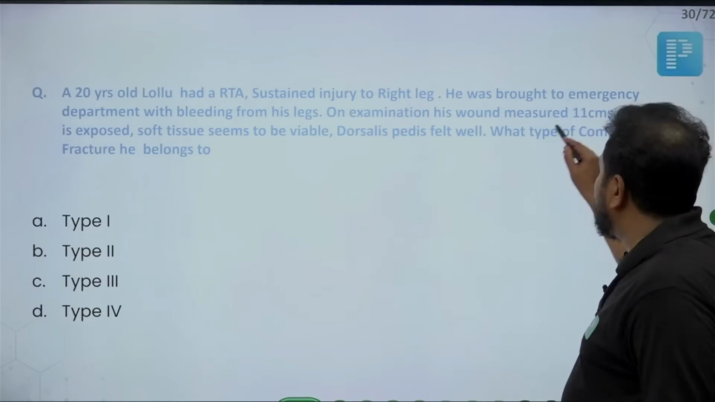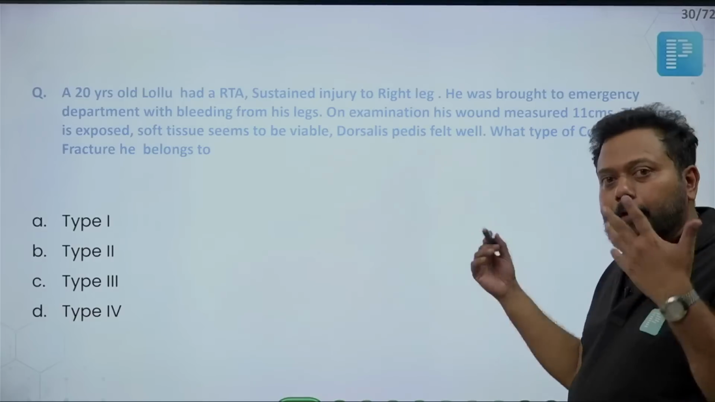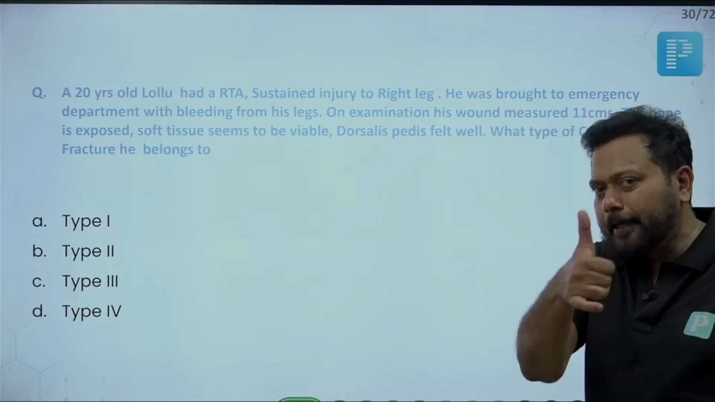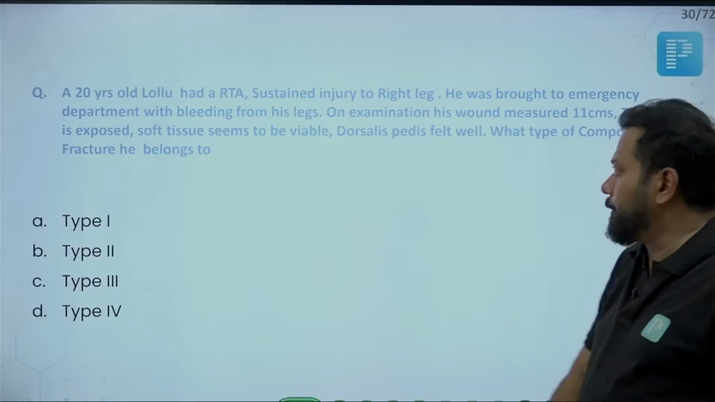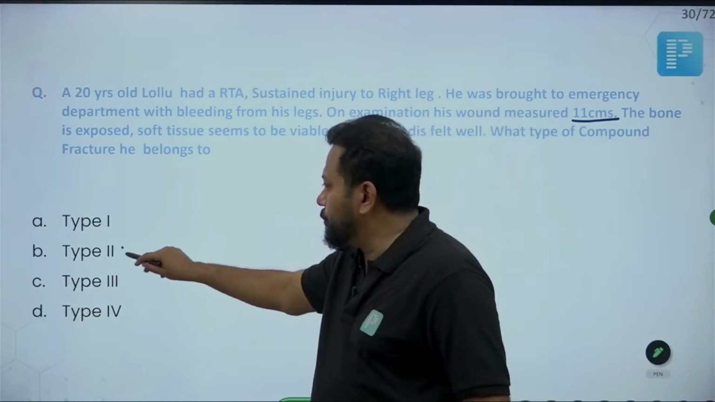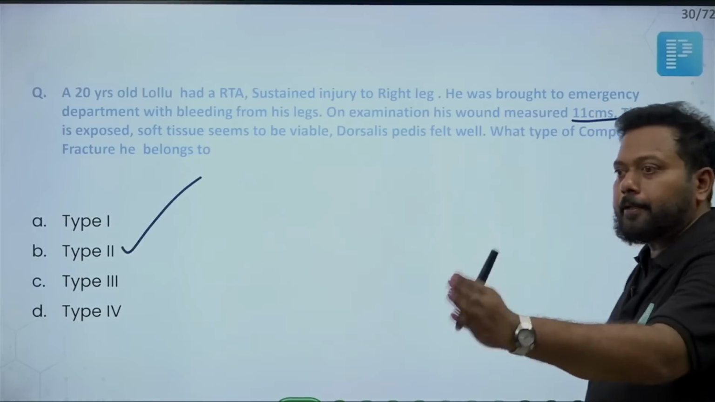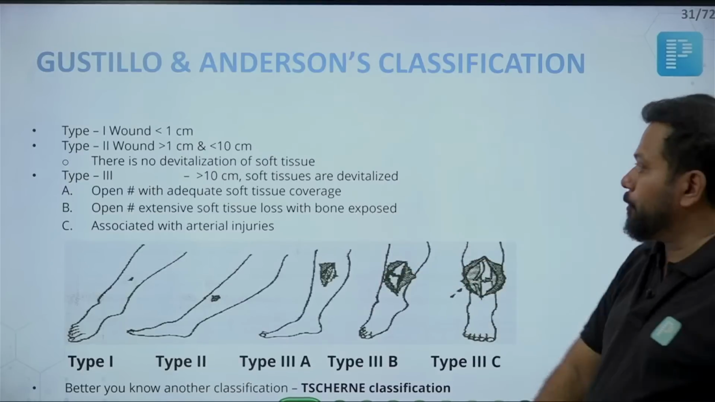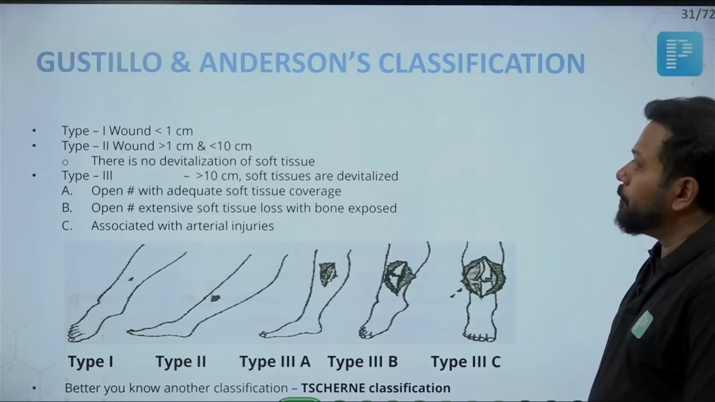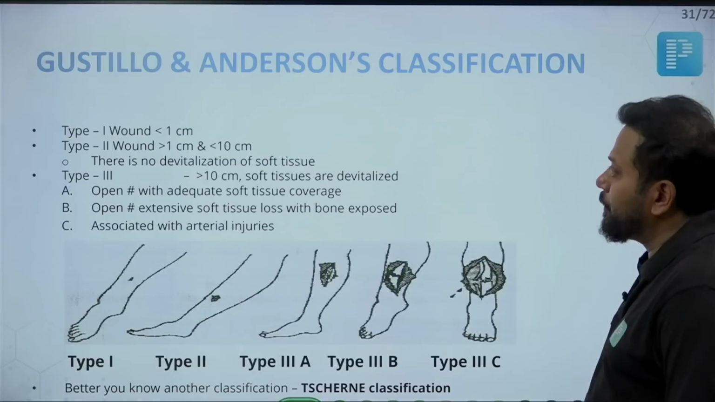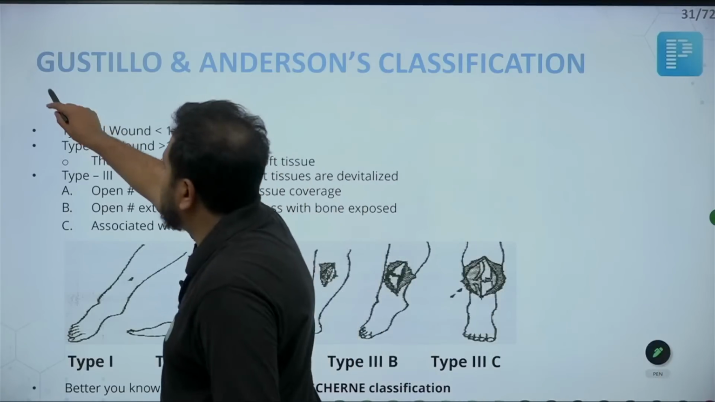Very simple, dear friends. I will tell you the answer, then I will teach you how to classify compound or open fractures. Again, a guaranteed question in INI-CET. You see, 11 centimeters, it should be type 2. The classification is called Gustilo-Anderson's classification.